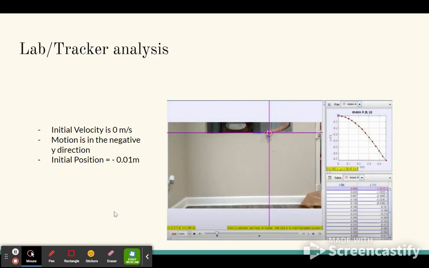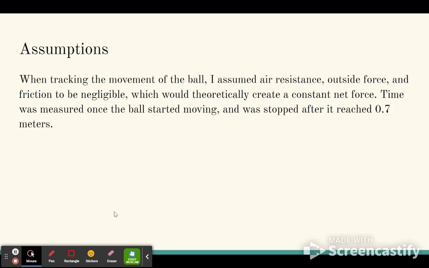So in our tracker, the initial velocity was 0 meters per second. Motion was in the negative y direction, and the initial position was negative 0.01 meters. When tracking the movement of the paper ball, I assumed air resistance, outside force, and friction to be negligible, which would theoretically create a constant net force. Time was measured once the ball started moving and was stopped after it reached 0.7 meters.